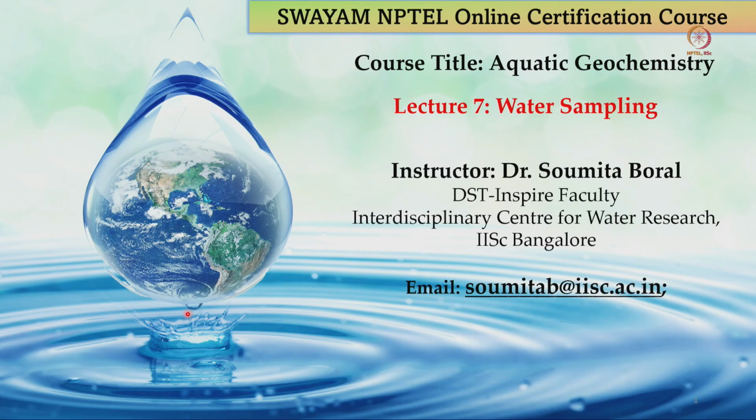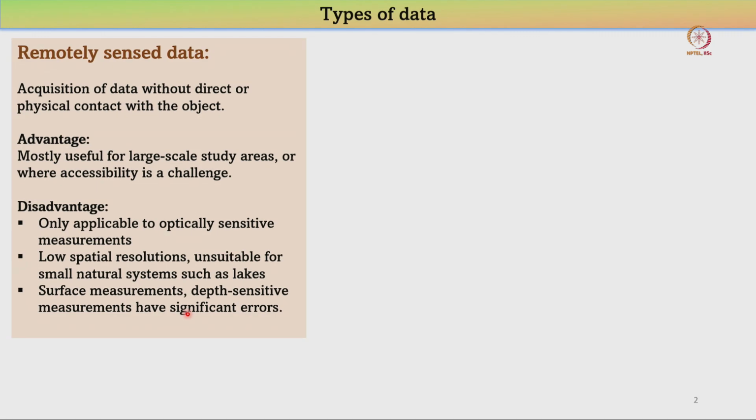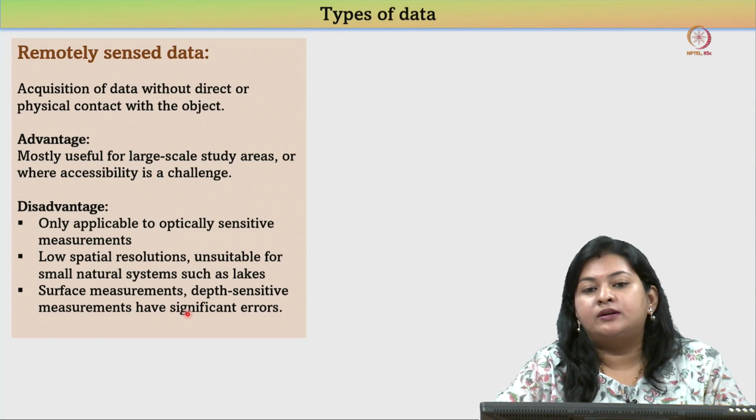In this lecture we will be discussing water sampling methods and the different types of analysis that are done, especially to understand water quality and a lot of different process-based understandings. So, there are two types of data available for use in our hydrology, and firstly, as you must already be knowing, is remotely sensed data. Okay. Now, what is remotely sensed data?